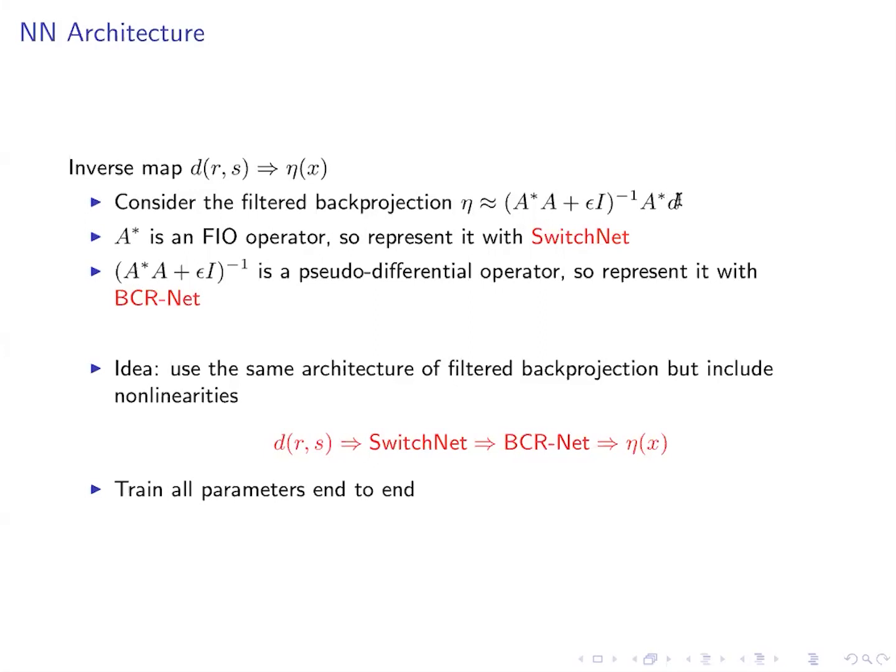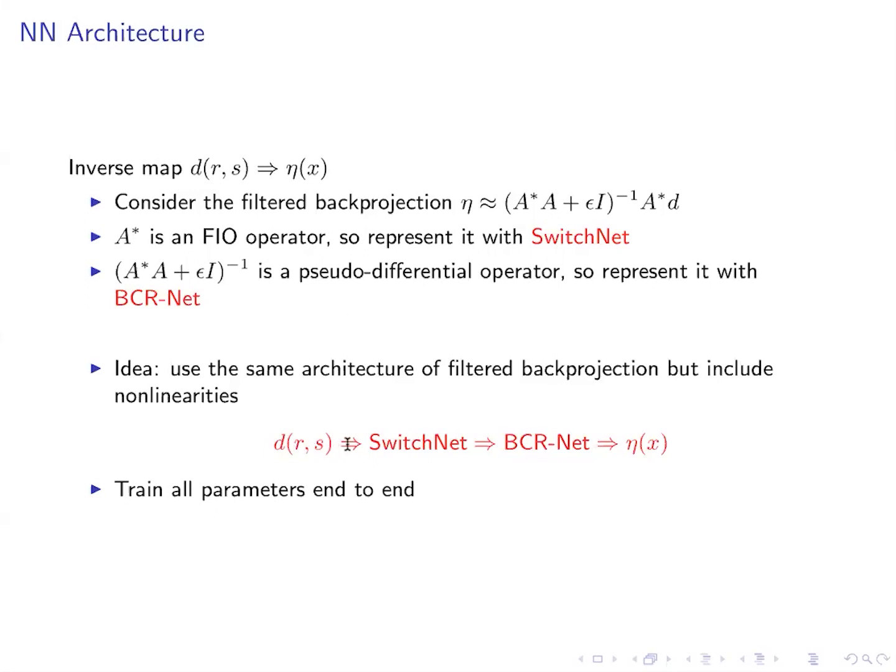The filter back projection algorithm says that in order to get back to eta, we can solve the so-called regularized pseudo-inverse. We take D, multiply by the adjoint operator, and then invert the so-called normal operator, and then we're done. Now A star itself is a Fourier integral operator, so as we said, we're going to use a SwitchNet. A star A plus the regularization is a pseudo-differential operator, so we're going to use the PCRNet. Therefore, the architecture is going to be really simple.